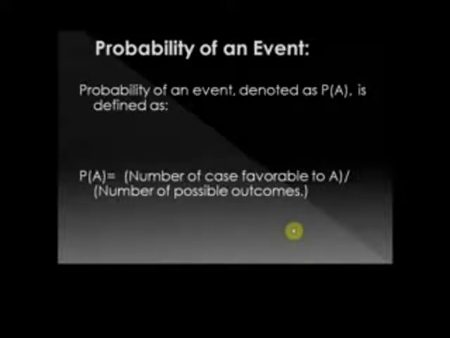Till now we have seen different types of events. Now let's come to the main part of this lecture, which is calculating the probability of an event. Now we see that probability is the way of quantifying certainty of an event to happen or not to happen. But now let's see how we actually calculate probability of an event. Probability of an event is denoted by P(A) and is defined as P(A) equal to the number of cases favorable to A divided by the number of possible outcomes. So we can say that the probability of event A happening is equal to the number of cases which are favorable to A divided by the total number of possible outcomes.